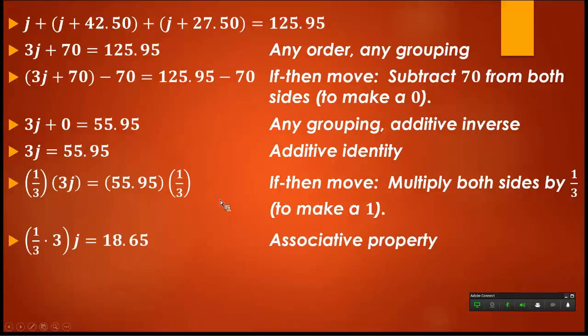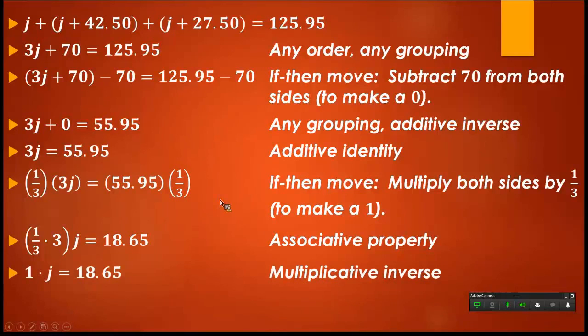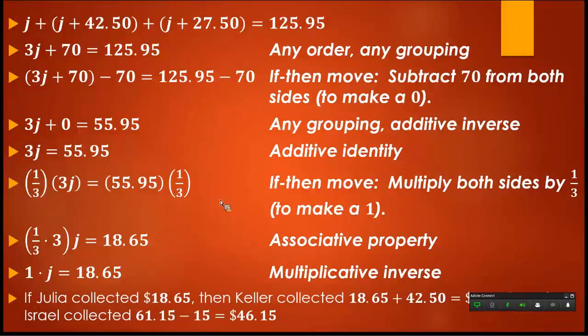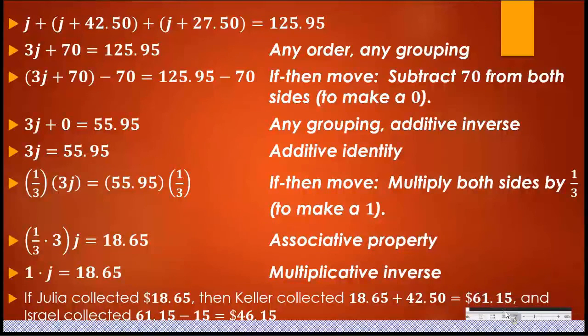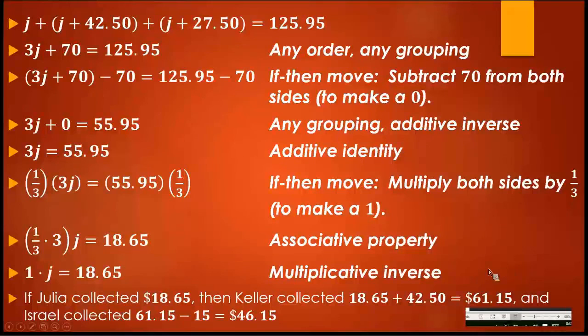So we have 1j equals 1865. And finally, Julia collected 1865. If that's the case, then Keller collected 1865 plus 4250, which is $61.15, and Israel collected 6115 minus 15 equals 4650.